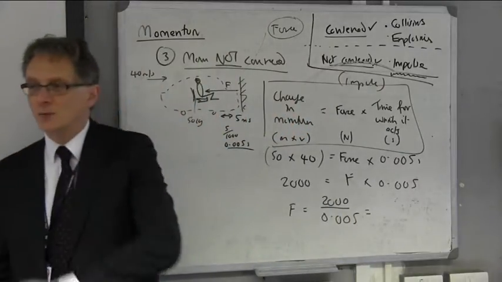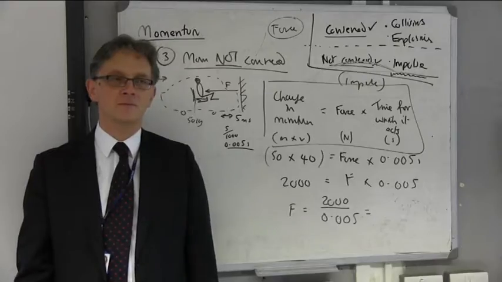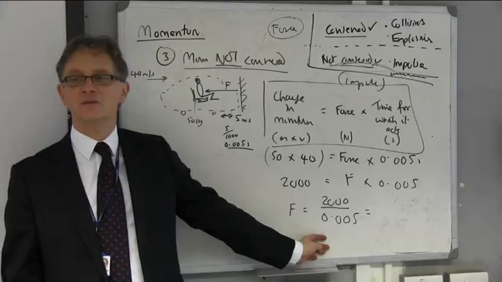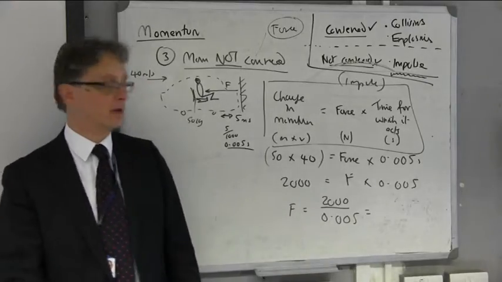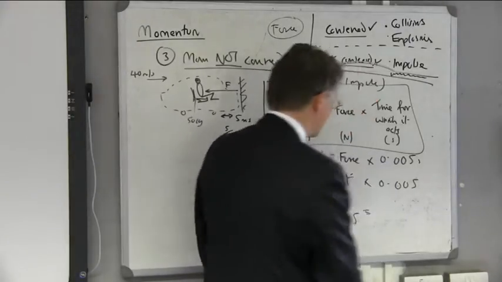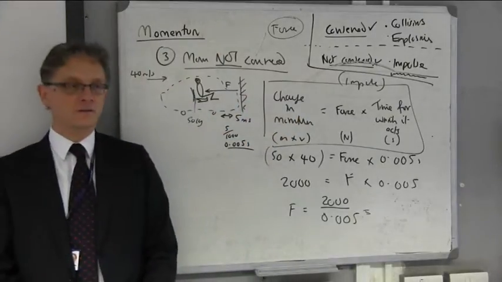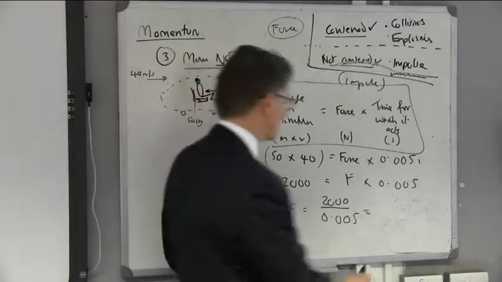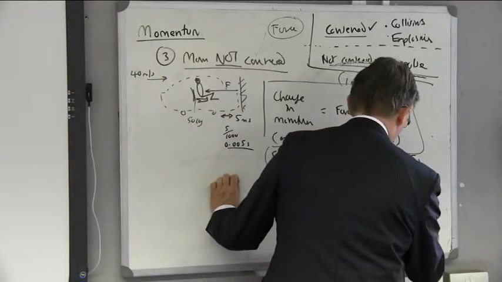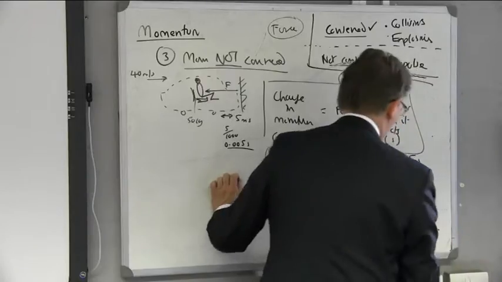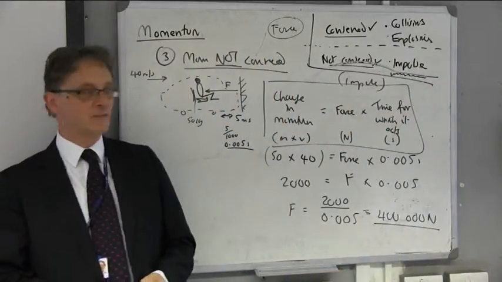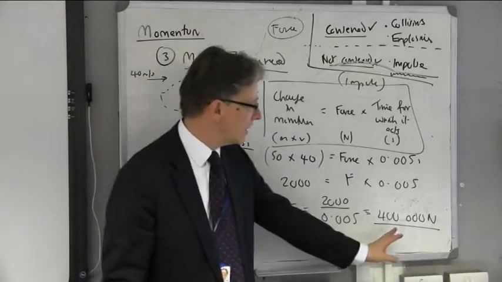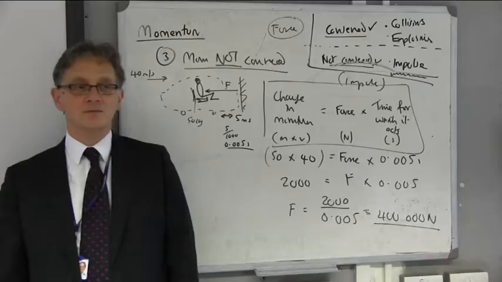Before you touch your calculator, what size of number are you expecting? Big. 2,000 divided by, I hope you know now, if you divide by a number less than 1, you end up with a very big answer. 2,000 divided by 0.005. Anyone got a calculator? What does that give us? 400,000, thank you. That gives you 400,000 newtons. Or if I'm the examiner, I want the answer in kilonewtons, just to annoy you.